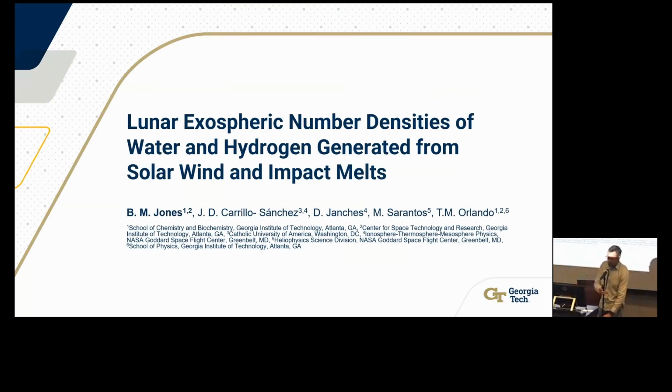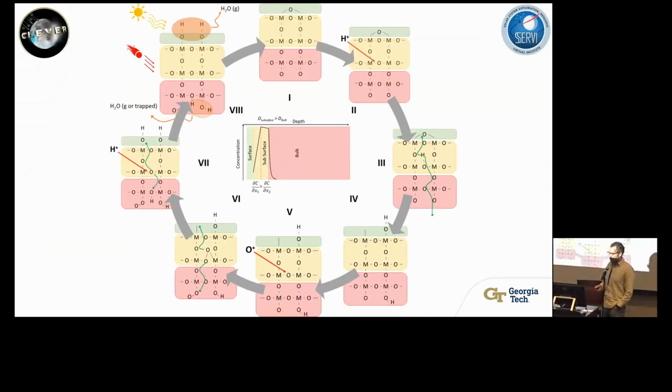So I'm going to be talking to you today about a continuation of work that we did with some colleagues at Goddard, namely Juan Diego and Diego. Those are two different people, and Menelaos. They calculated the updated impact melt flux generated from micrometeoroid bombardments. And we used that to simulate how much water was being generated from solar wind recombinative desorption processes and those impact melts. So this part is basically calculating the exospheric number densities for hydrogen and water from those processes. So just some background of the model.